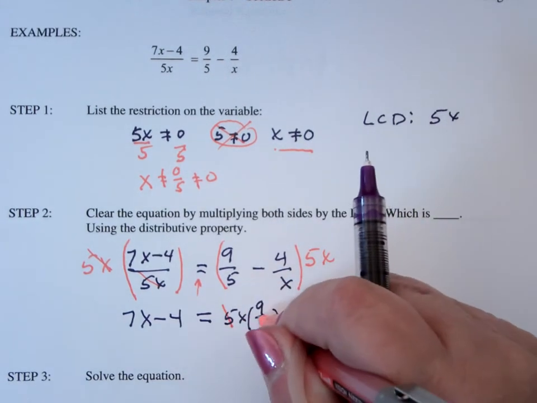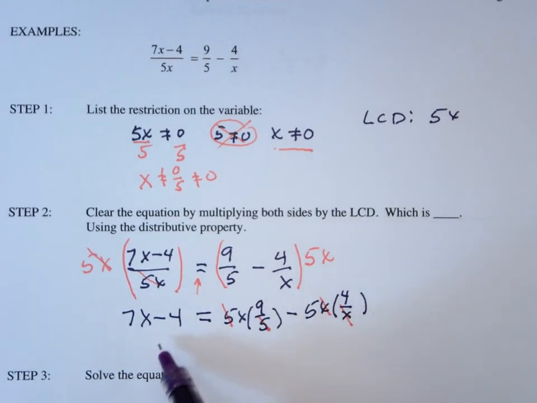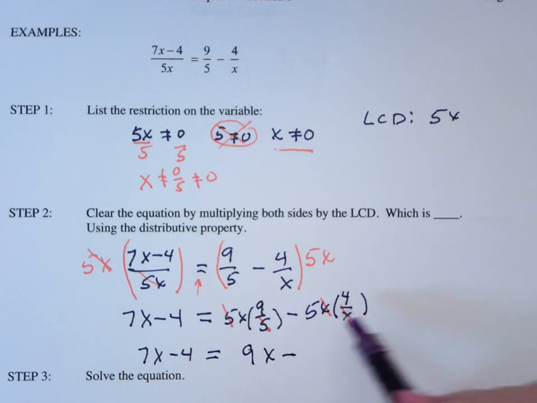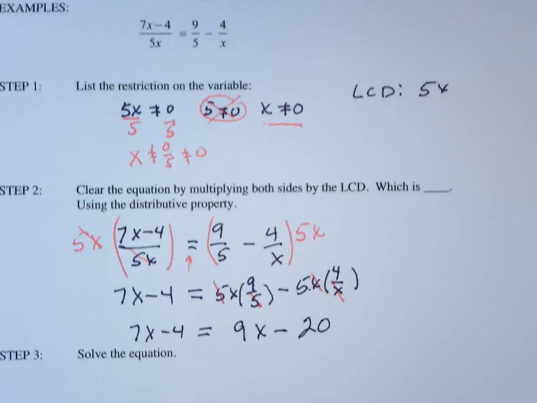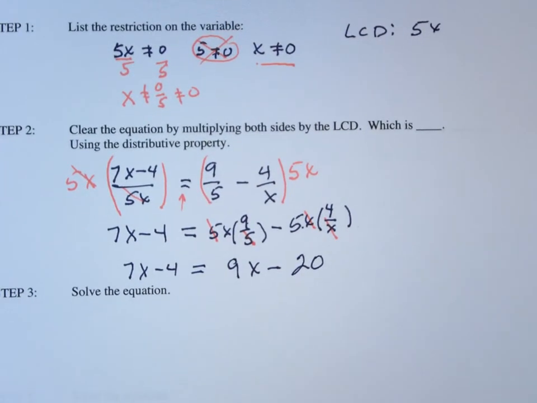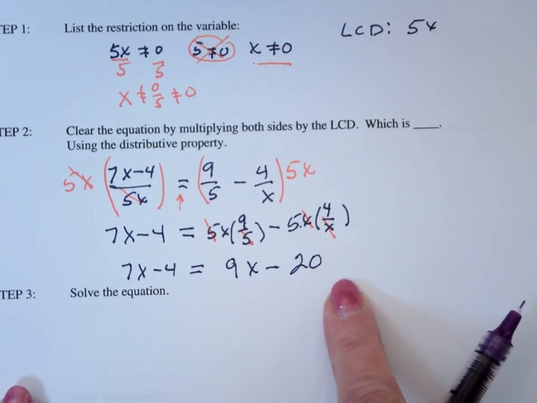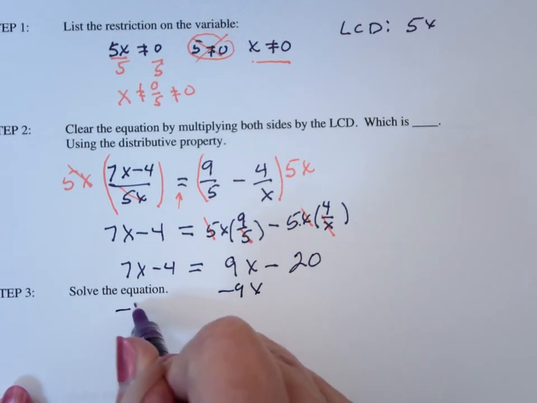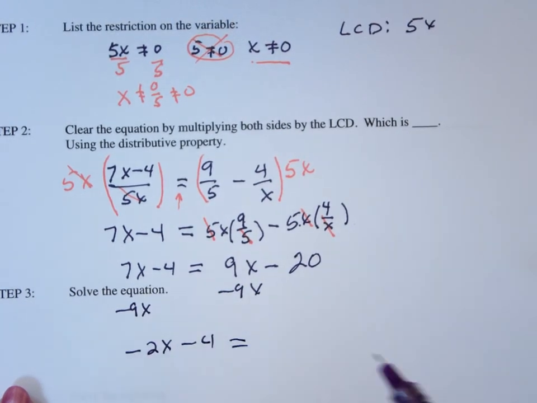Now this is one of those things that some of you could probably do in your head. The 5 divides out, and the x divides out. So the equation I get is 7x minus 4 equals x times 9, which is 9x, minus 5 times 4, which is 20. Now that's the equation I'm going to solve. So the next step is to solve the equation that you got after you cleared the denominator.